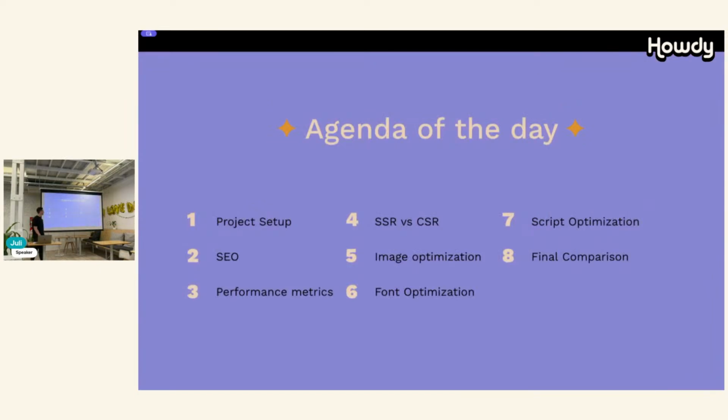So we are going to be talking about the project setup. This is just a quick overview on how we set up the project on MetaSmart, which is my current partner, what tools we're using, and for what purposes. We're going to have a quick overview of what SEO is and how we measure performance. Then we're going to do a quick comparison between server-side rendering and client-side rendering, image optimization, font optimization, script optimization, and we're going to have a final comparison of performance on the web.